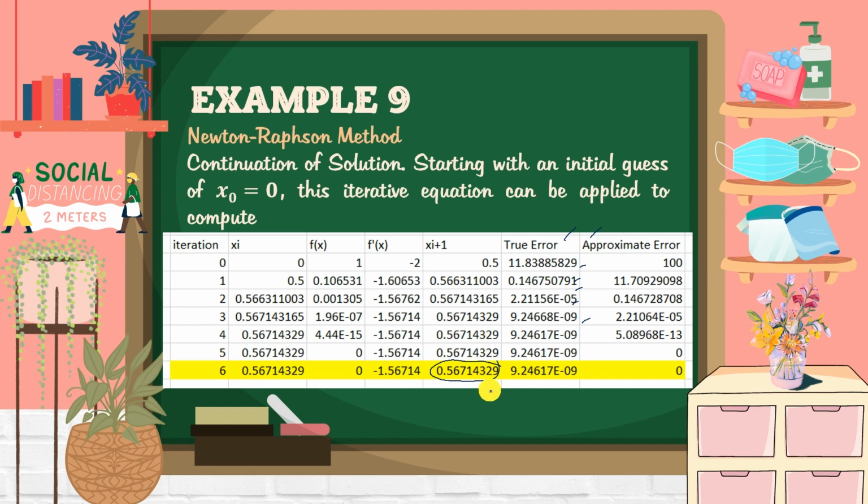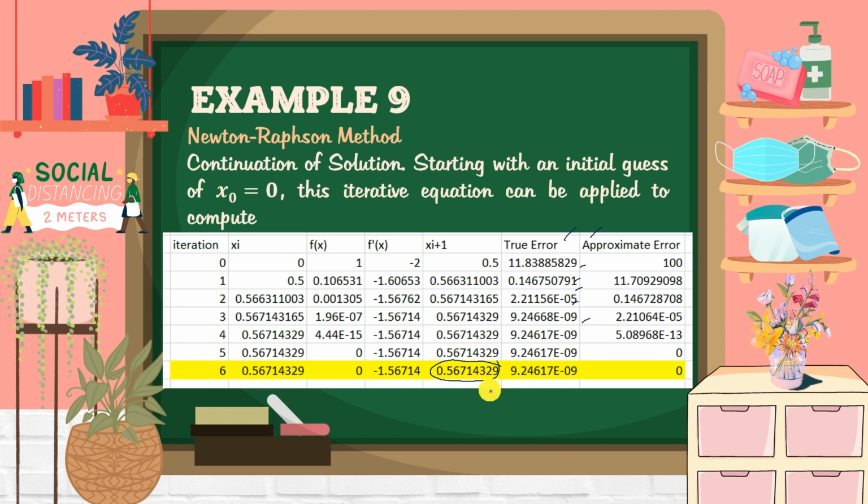However, a potential problem in implementing the Newton-Raphson method is the evaluation of the derivative. Although this is not inconvenient for polynomials and many other functions, there are certain functions whose derivatives may be extremely difficult or inconvenient to evaluate.